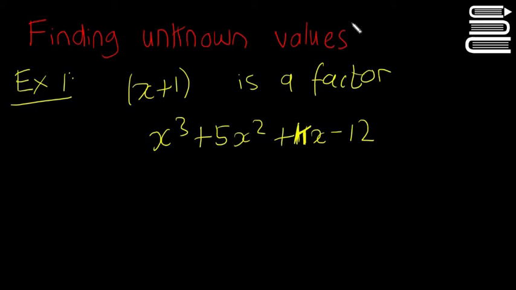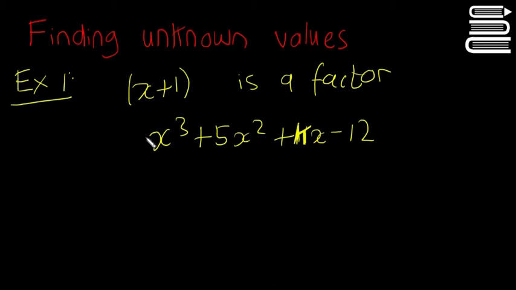We're going to look again at factor theorem and the questions that come up in factor theorem. So this is number 3 in the video list I did. This one is finding unknown values. What we mean by unknown values are things like this k here, in x cubed plus 5x squared plus kx minus 12. We're going to find out what that value is. They have to give us one piece of information, and the piece they give us is that x plus 1 is a factor. We're going to use this to find out what k is.